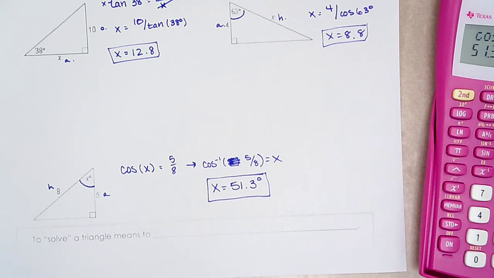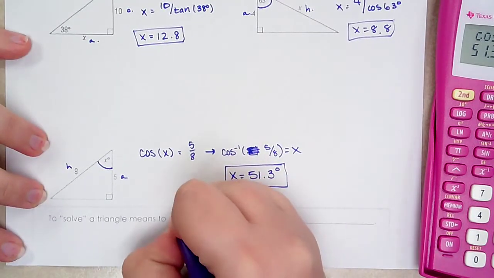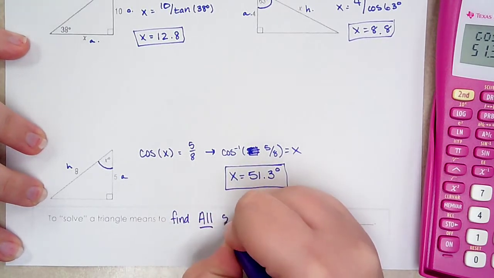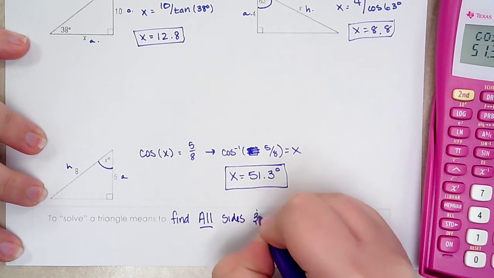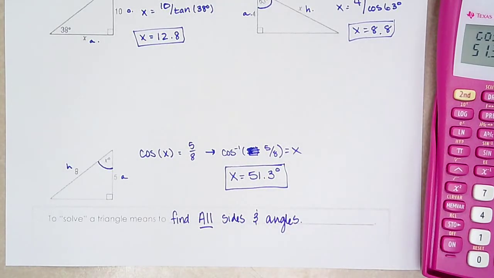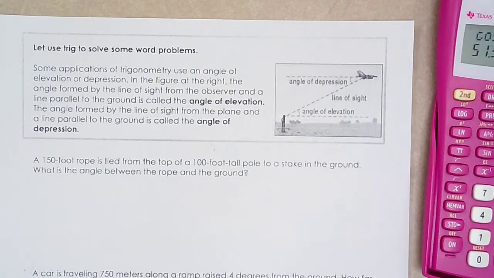So this is the really important part today. To solve a triangle means to find, and I'm going to put this in all caps, ALL sides and angles. It doesn't just mean the one that's labeled X or Y, it means all of them. Let's go ahead and flip this over. So when we are solving triangles, we're going to want to solve for all sides. However, in word problems, it may specify what it wants you to look for. So be careful to read those directions.